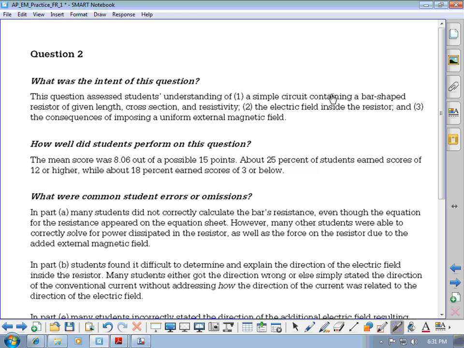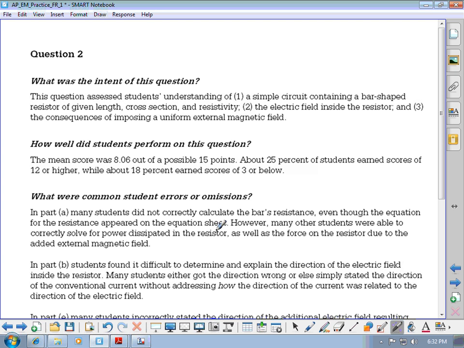The common student errors or omissions. Part A, many students did not correctly calculate the bar's resistance, even though the equation for the resistance is on the equation sheet. So you need to know those equations. You need to know what they mean, what they apply to. However, many other students were able to correctly solve for power dissipated in the resistor, as well as the force on the resistor due to the added external magnetic field.